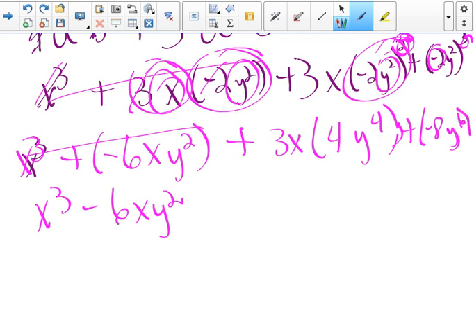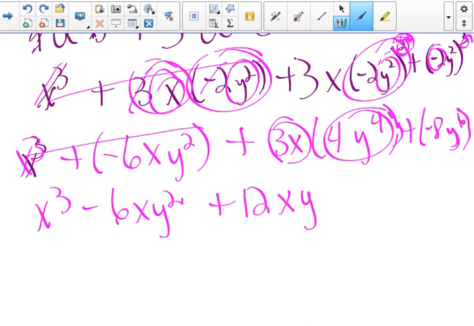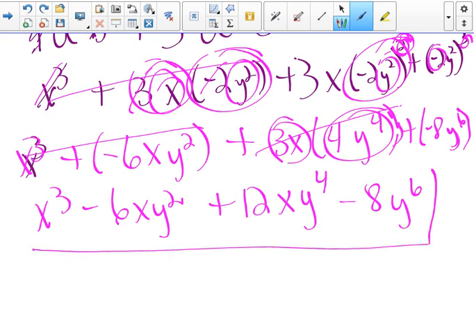All right, now let's finish it out. 3x times 4y to the 4th becomes 12xy to the 4th. So that one's done, plus. Actually, it's going to be a minus because it's plus a negative. So negative 8y to the 6th. And if you have any more like terms, you can combine them, but this is your answer.